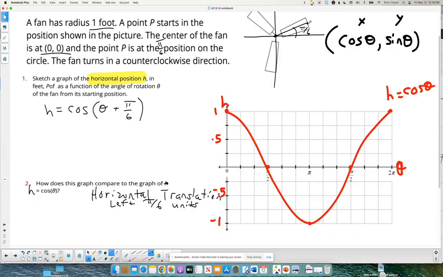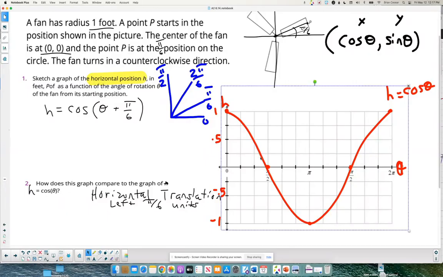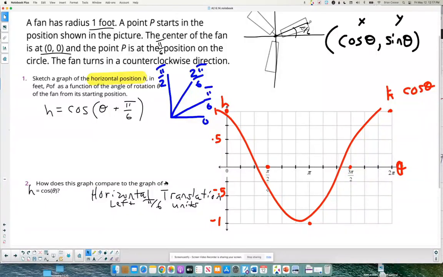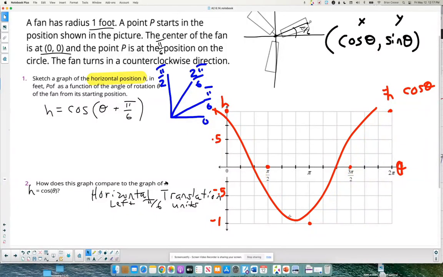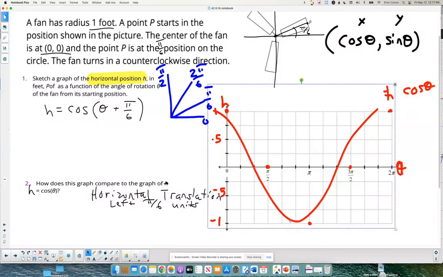So each one of these marks is actually pi over 6 because, if you think about a 90-degree angle, this is pi over 2, this is 0, this is pi over 6, this is 2 pi over 6, which is really pi over 3, and then we have pi over 2. So it's kind of like I cut it into thirds. So if I were to just move this thing, click on it, left pi over 6, that would be my graph right there.